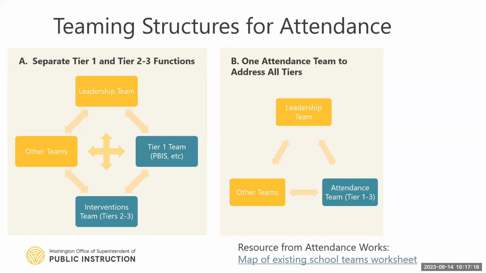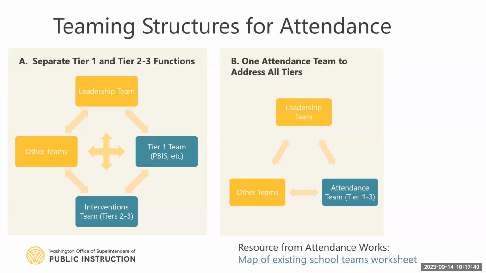So the first diagram in A depicts where attendance is embedded with the functions separated. So the teal boxes on this slide will show where the attendance work lives. And for simplification, there's one box that says other teams in yellow, and we know schools have multiple teams, but this box just represents all the other teams.